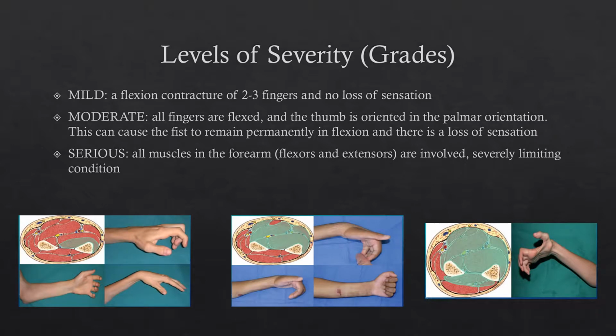There's 3 levels of severity or grades. Mild is a flexion contracture of 2 to 3 fingers and no loss of sensation. Moderate, all fingers are flexed and the thumb is oriented in the palmar orientation. This can cause the fist to remain permanently in flexion and there is a loss of sensation. Serious, all muscles in the forearm, flexors and extensors, are involved and it is a severely limiting condition.